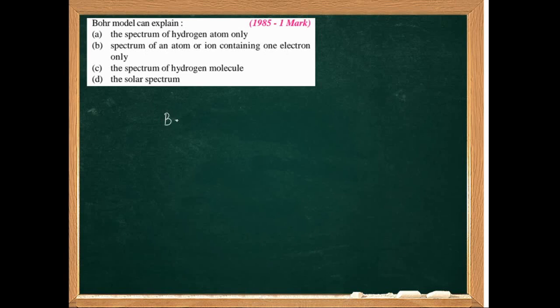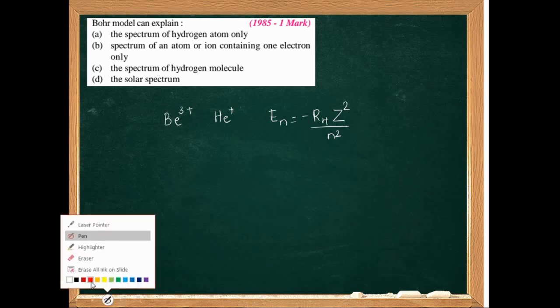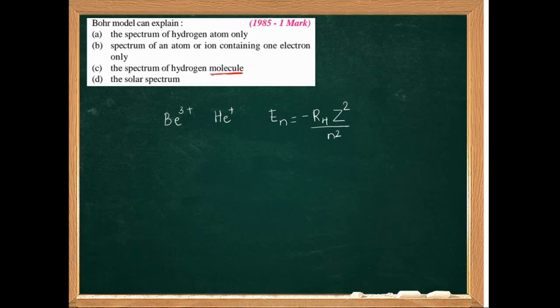So let's say if we had Be3+ or He+, we were able to consider these, considering that the energy was some value of the Rydberg constant into Z square upon n square. So we could consider Z square provided that it has only one electron. Then the spectrum of hydrogen molecule. The only mistake in this is that it is a molecule, but we cannot find it for a molecule. We can find it for an atom. Then the solar spectrum is definitely not the answer. So these are not the answers, and the right answer is option B.